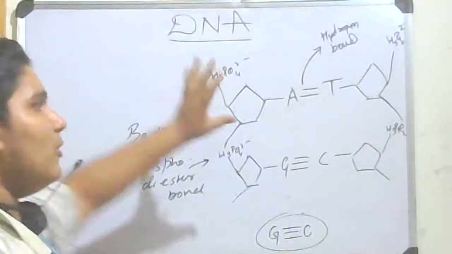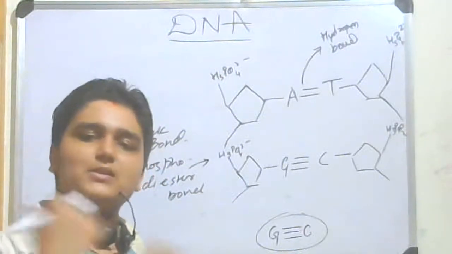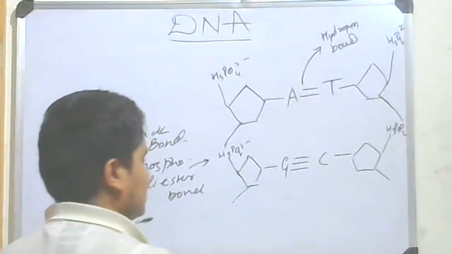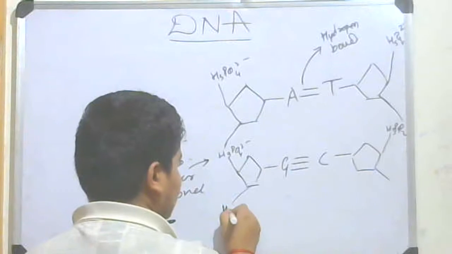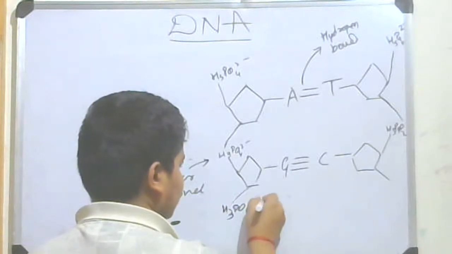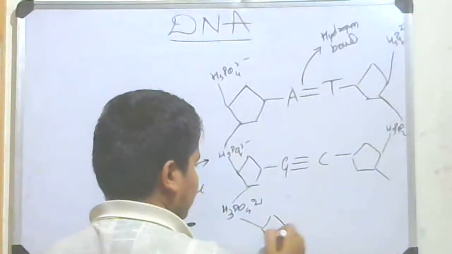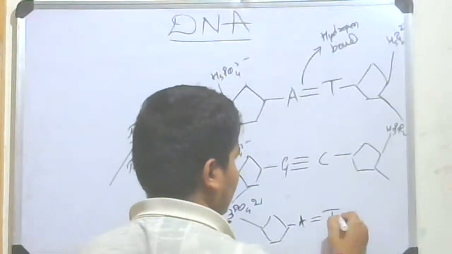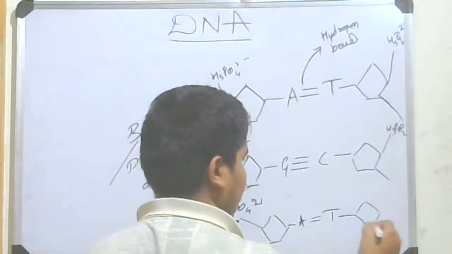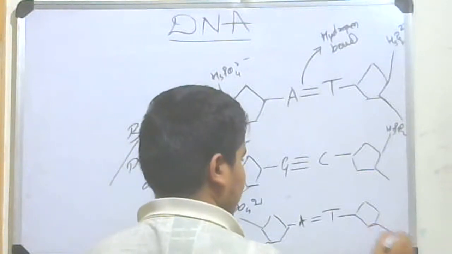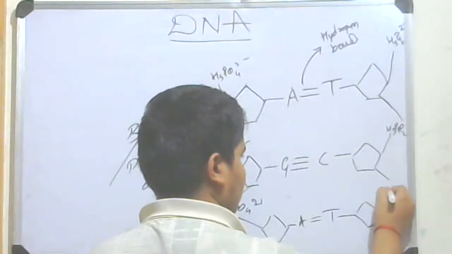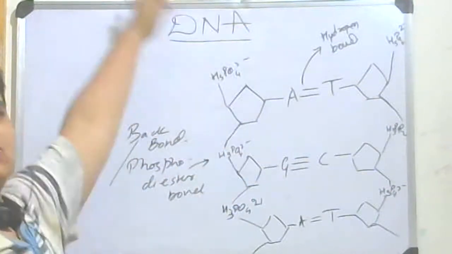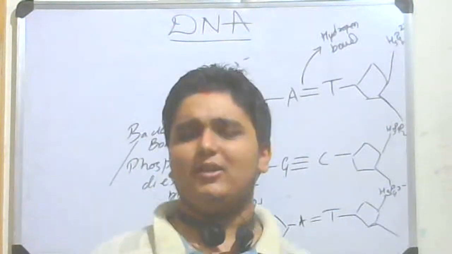Now again, this is a polymer. So if it is a polymer, then we have chains of this being developed. So again, this thing will extend over here. We have another phosphate group bonded with another pentose sugar, adenine, thymine, like H3PO4 2 minus. This happens. This is a huge chain, like an infinitely long chain.